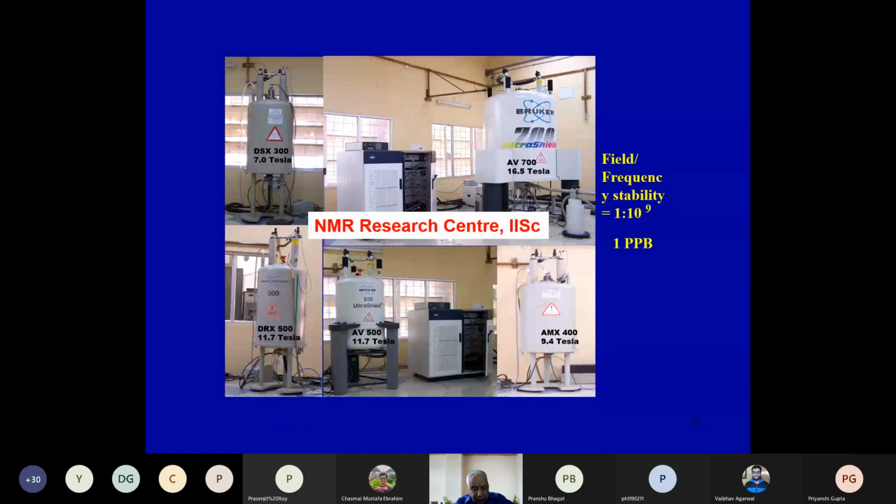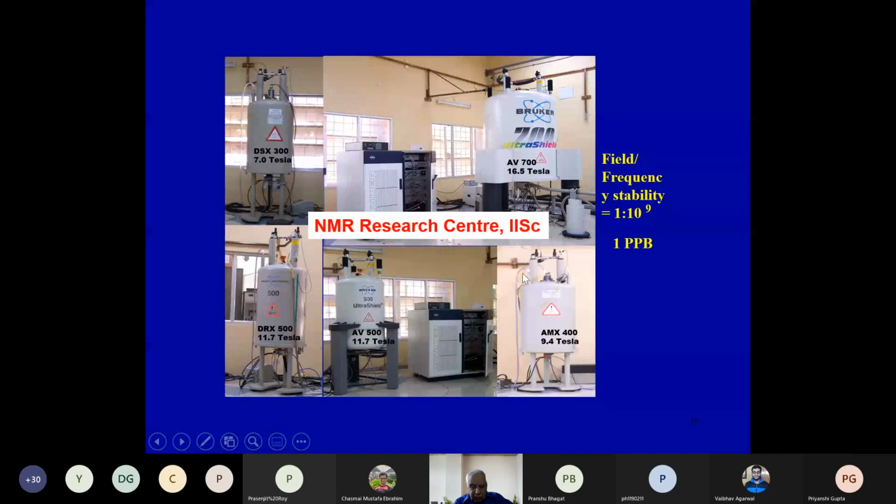We need a very good magnet, which is not only just high magnetic field. For example, this 500 megahertz proton frequency of 500 megahertz, 11.5 Tesla. But it also has to have a very good homogeneity and stability, 1 ppb, 1 part per billion. So we should be able to, in a 500 megahertz spectrometer, have a line width of 0.5 hertz. This was developed for getting structures of organic molecules and biomolecules. So this whole thing has been used mainly for structures of organic molecules and biomolecules.